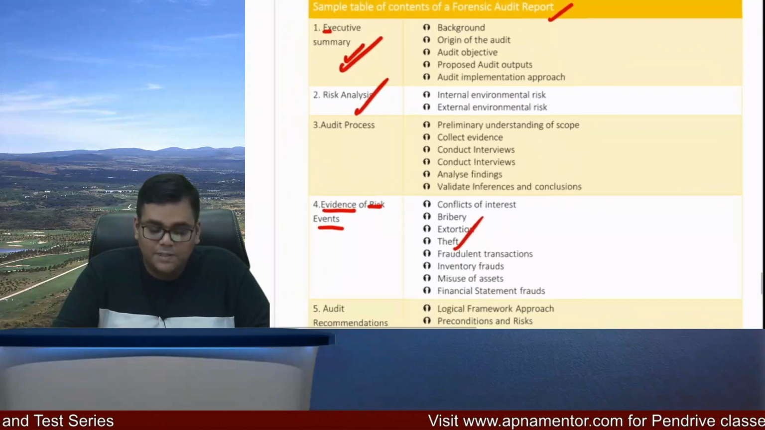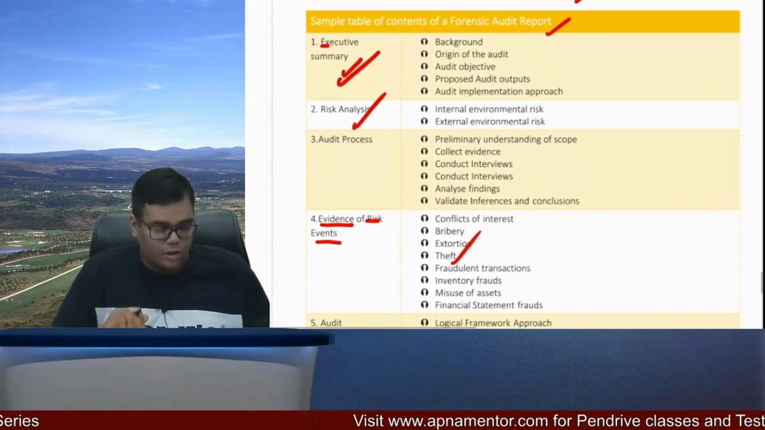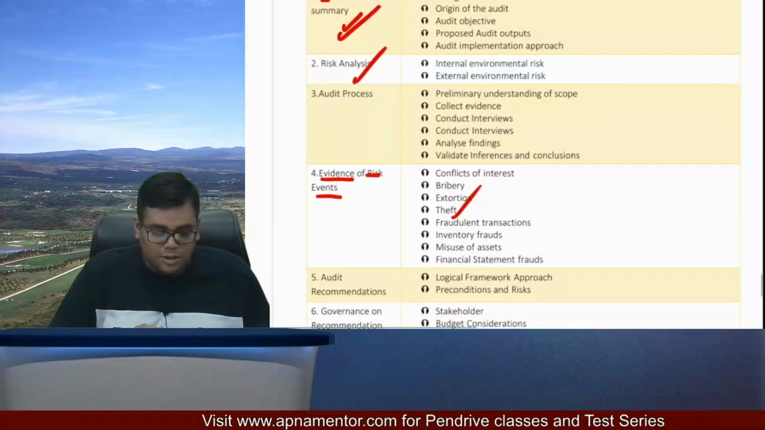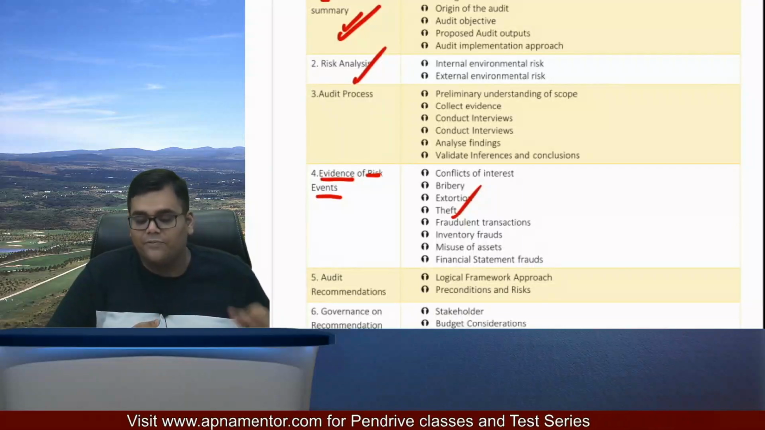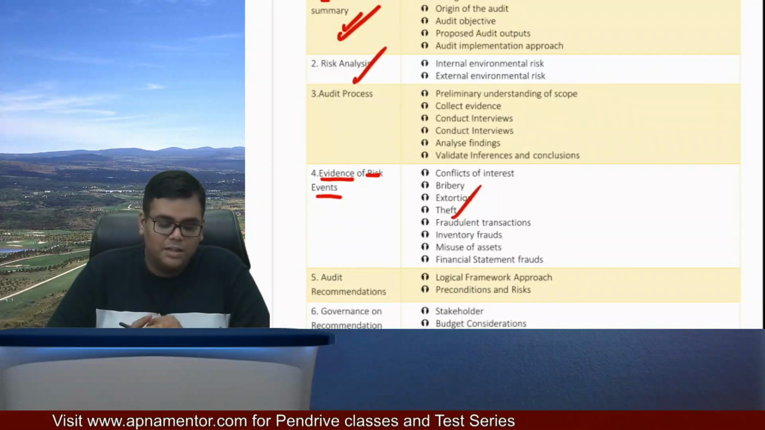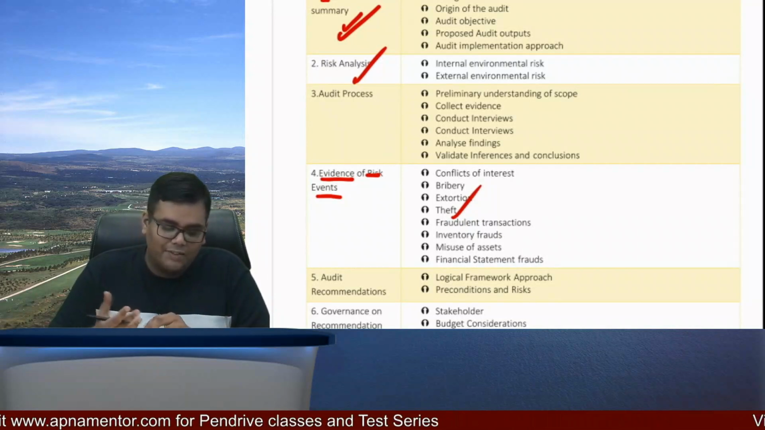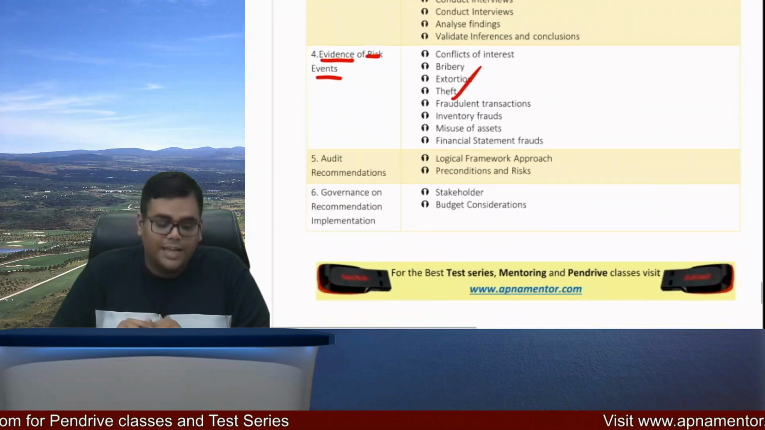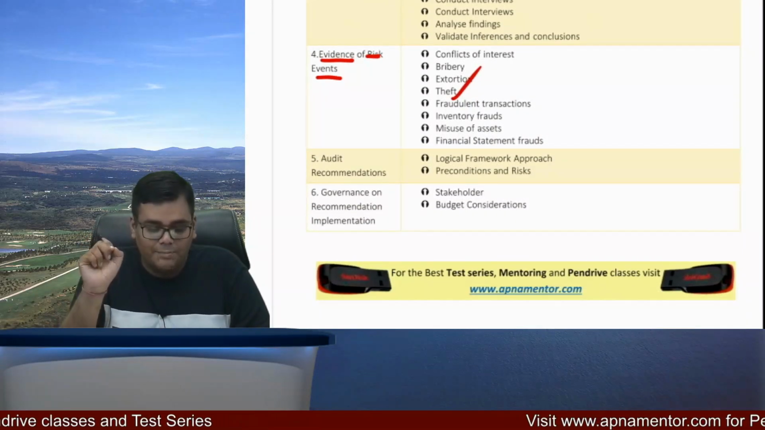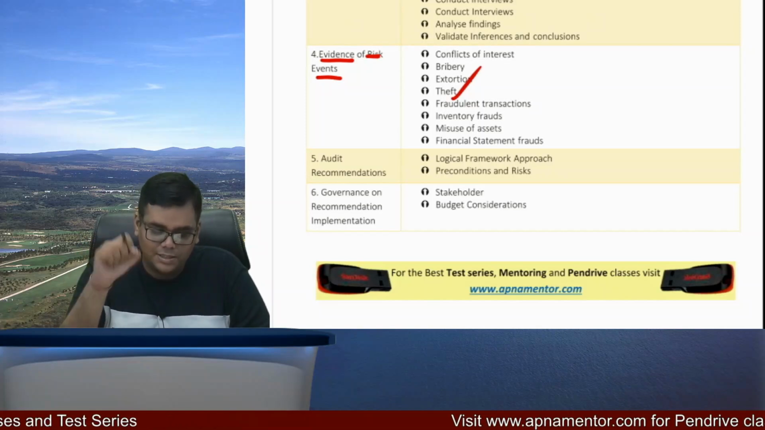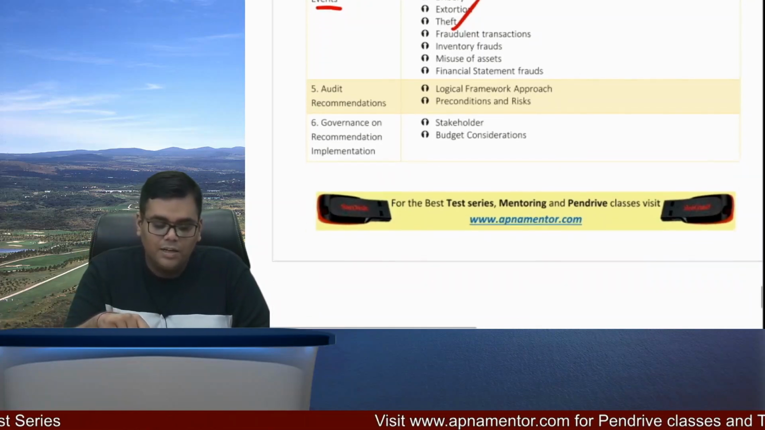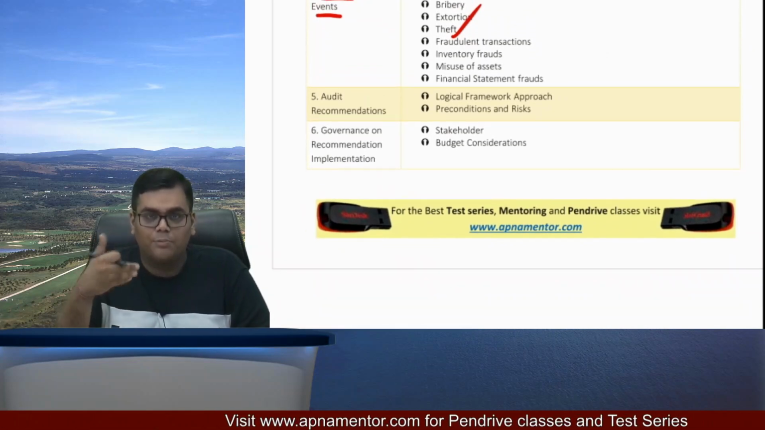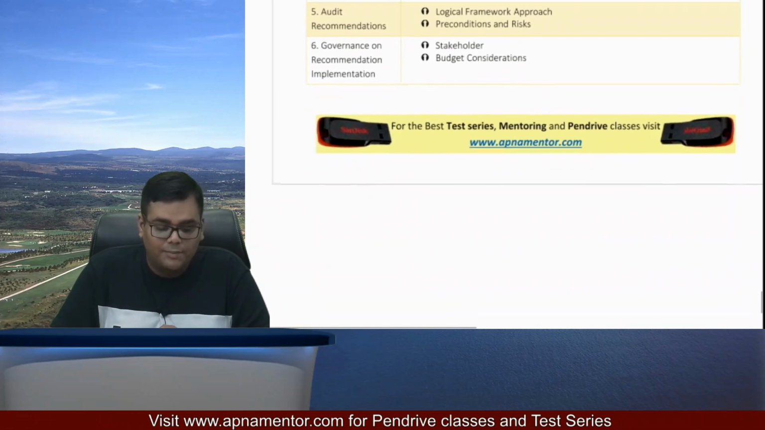First, we have an executive summary containing the background of the audit, the origin of the audit, objective, right, audit implementation approach. Then we have risk analysis, that is internal environmental risk and the external environmental risk. Then we have the audit process, like conducting evidences, conducting interviews, analyzing findings. Then we have evidence of the risk events, for example, bribery, extortion, theft, conflict of interest, fraudulent transactions, inventory fraud. Then we have audit recommendations, and that should be a logical framework approach. And then we have governance on recommendation implementation.